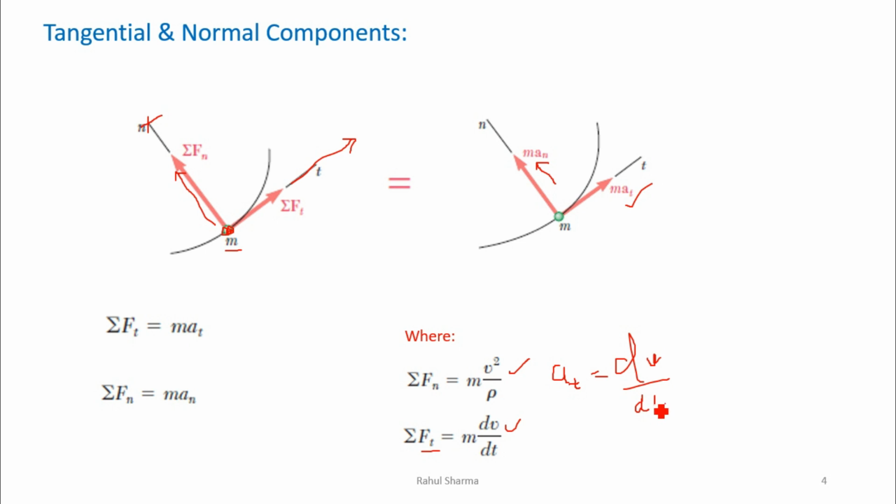We can apply the same equation we already know. Acceleration in the tangential direction is the rate of change of velocity. Similarly, the acceleration in the normal direction, for this rotation part, is equal to v square upon r. So if you remember these two equations, you can apply them in numericals and directly find the value of acceleration.